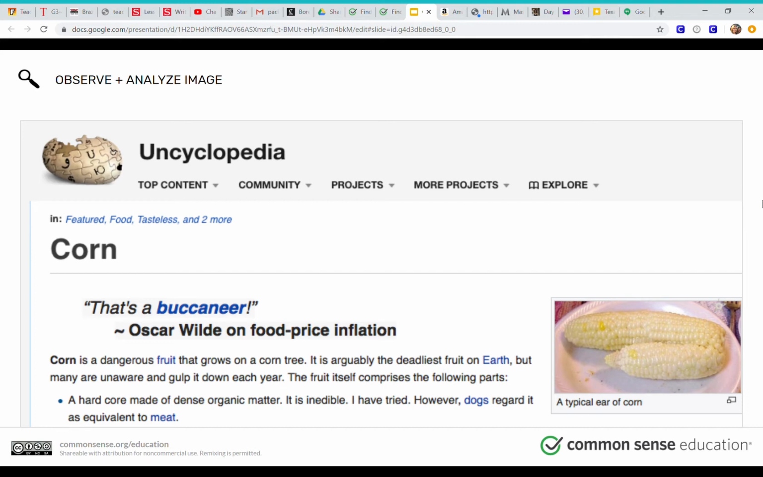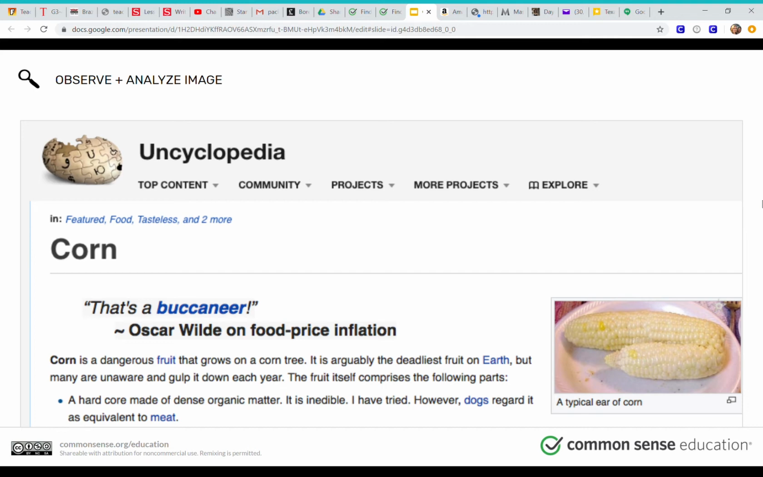Corn is a dangerous fruit that grows on a corn tree. It is arguably the deadliest fruit on earth, but many are unaware and gulp it down each year. The fruit itself comprises the following parts. A hard core made of dense organic matter. It is inedible. I have tried. However, dogs regard it as equivalent to meat.